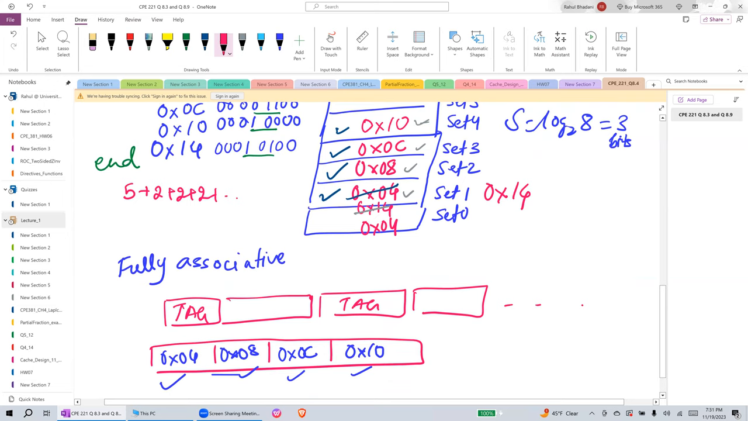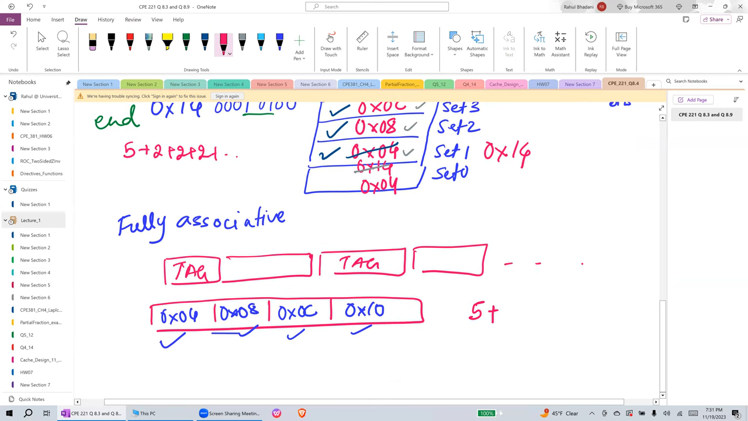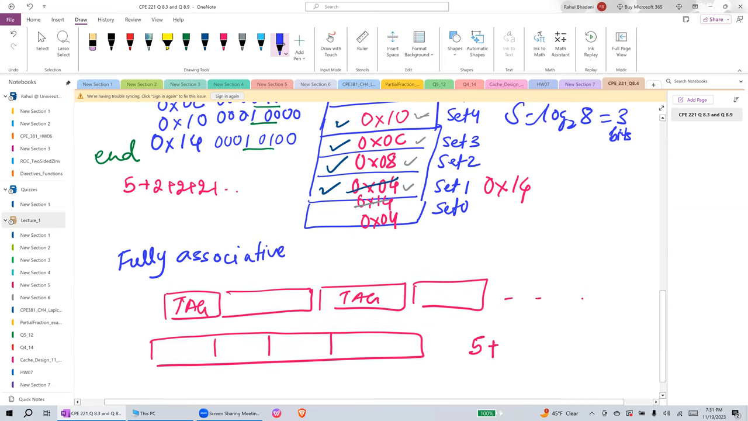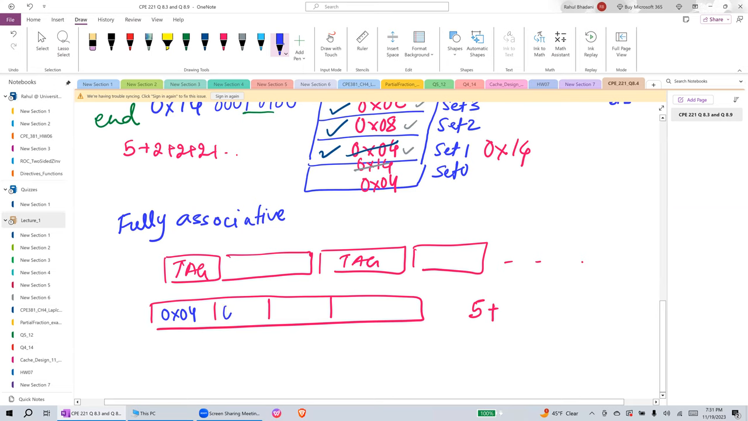So first time we will have the 5 misses, plus 5 addresses. How will it work out? It will work out like this. Let's delete this first. Okay, so 0x04, that will go here. After that 0x08, then 0x0c, then 0x10.